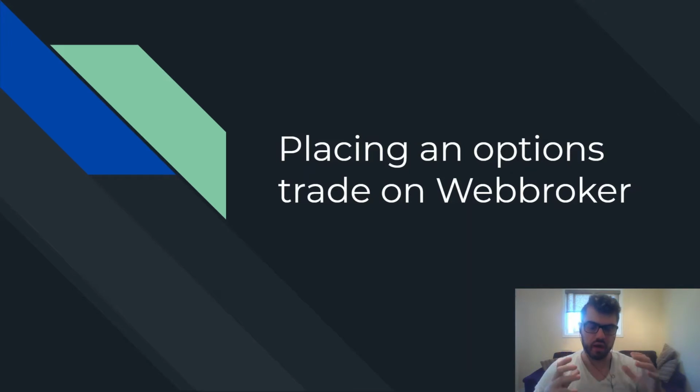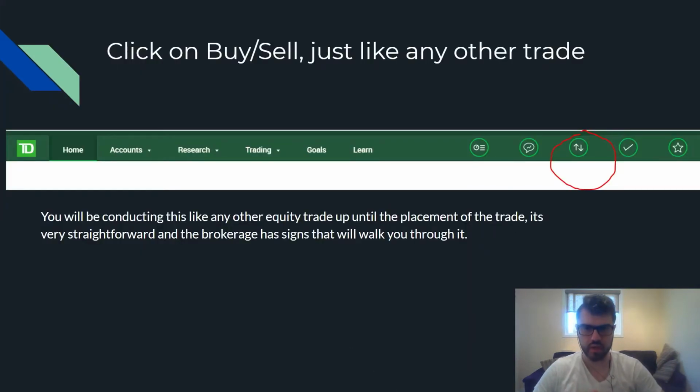I'm going to be using an options trade on WebBroker, okay? And you can use this for any platform. They're all pretty much similar. So you're going to log into WebBroker just like anything else. Pretend you're doing an equity trade. I'm assuming you've done an equity trade and not skipping straight to options, because I've never met anyone just skipping straight to options. So you're going to click buy/sell at the top right corner of the screen.